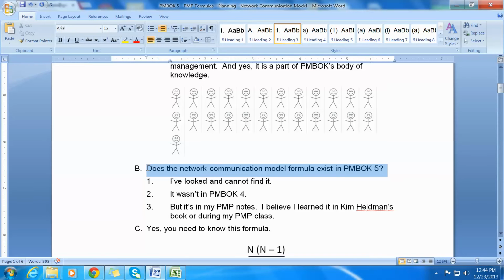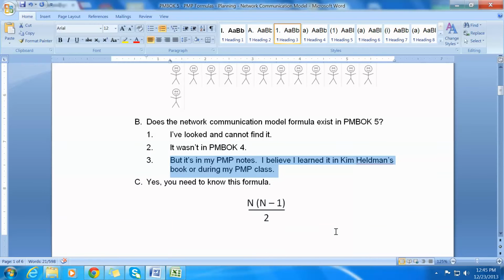Does the network communication model formula exist in PMBOK 5? Well, I've looked and I cannot find it, so I welcome any reader to look in the PMBOK 5 PDF or in their actual book and tell me if they find it. I could not. It wasn't in my PMBOK 4 book either, but it's in my 175 pages of study notes, and I believe I learned it in a Kim Heldman book or perhaps my PMP class. So, yes, you need to know that formula. And there it is: n times the quantity n minus 1, divided by 2.